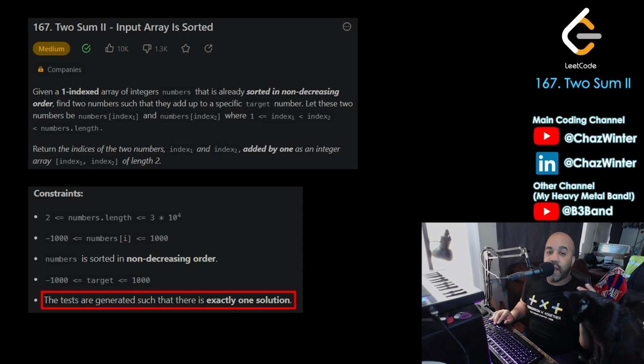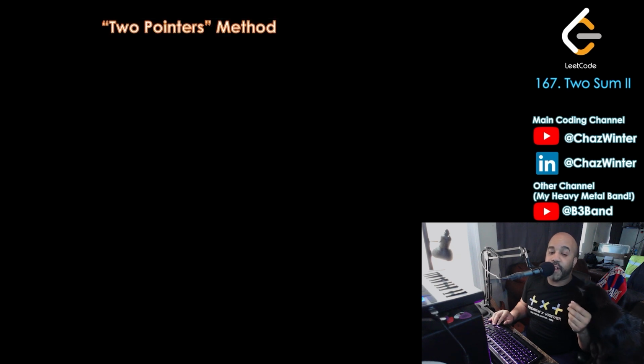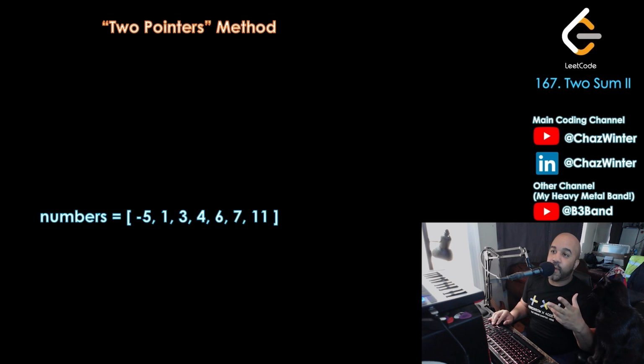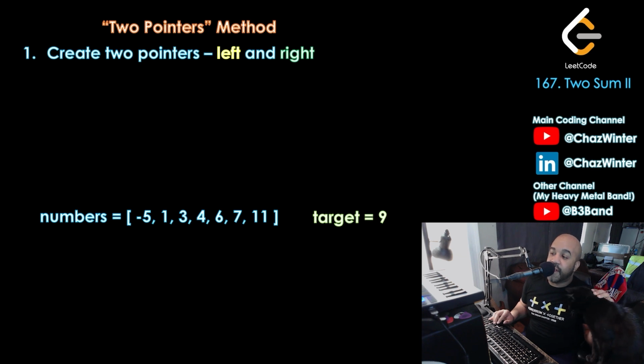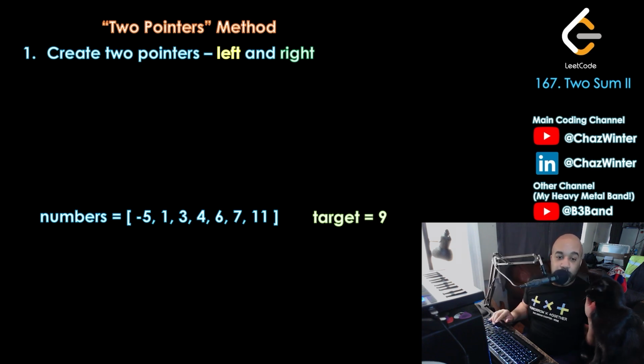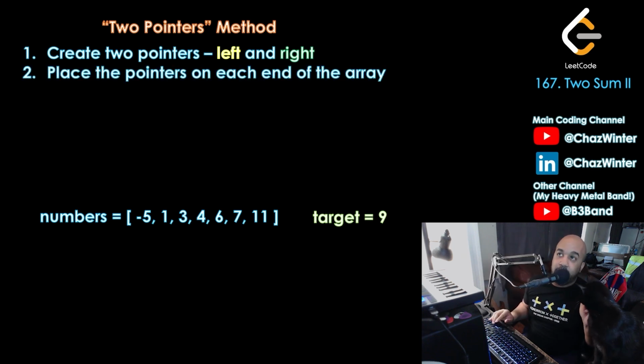All right, so you've probably seen several times on this channel that we solve a lot of problems using pointers, and this problem's no different. We're going to use a two-pointers method. Let's start off with an example array here, and we'll say that the target is 9. So what we're going to do is create two pointers, left and right. We're going to place those two pointers on each end of the array.